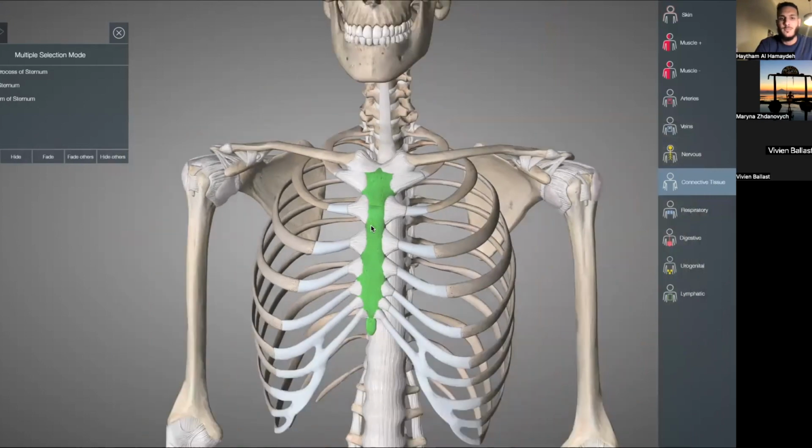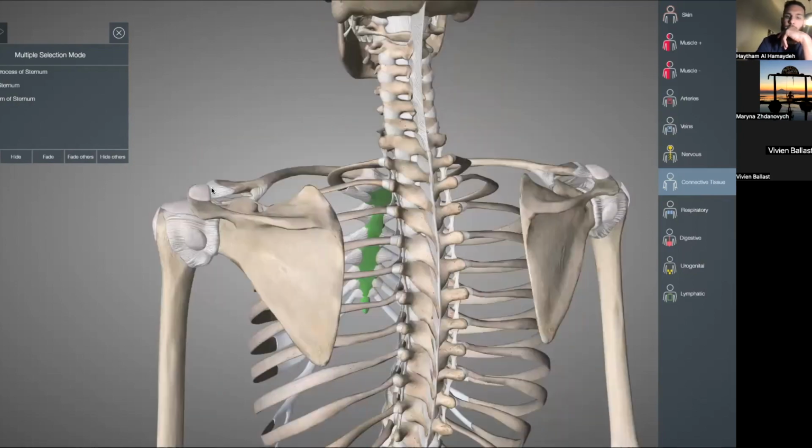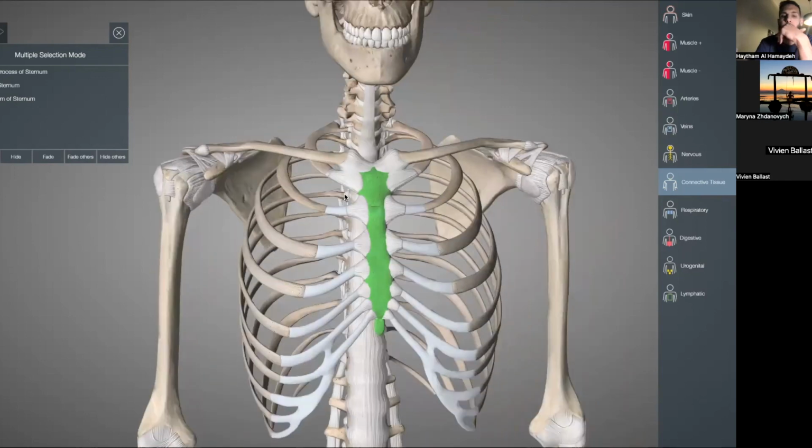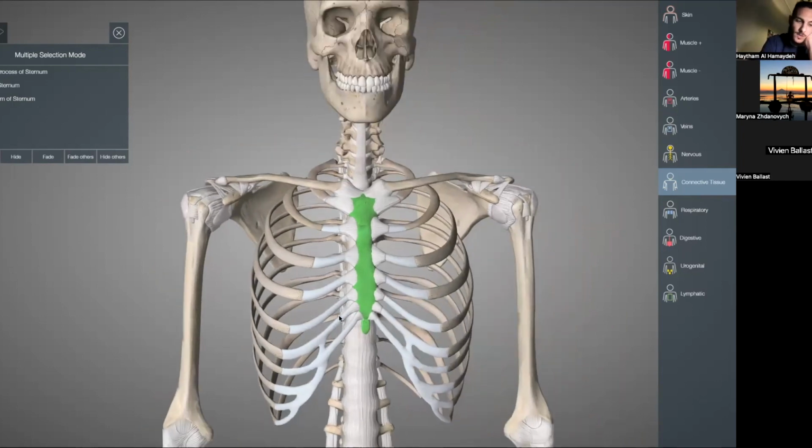So now I'm going to talk about the ribs. First of all, it's a flat bone, and it forms the major part of the thoracic cage, and it articulates in 2 places: anteriorly with the sternum through costal cartilage, and posteriorly with the thoracic vertebrae. We have 12 pairs of ribs, so in total 24.